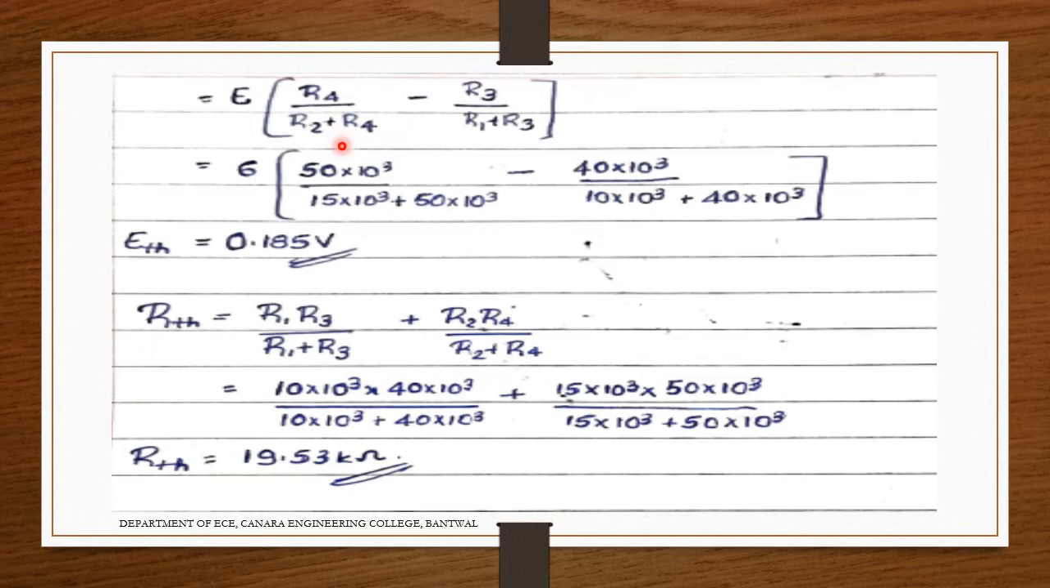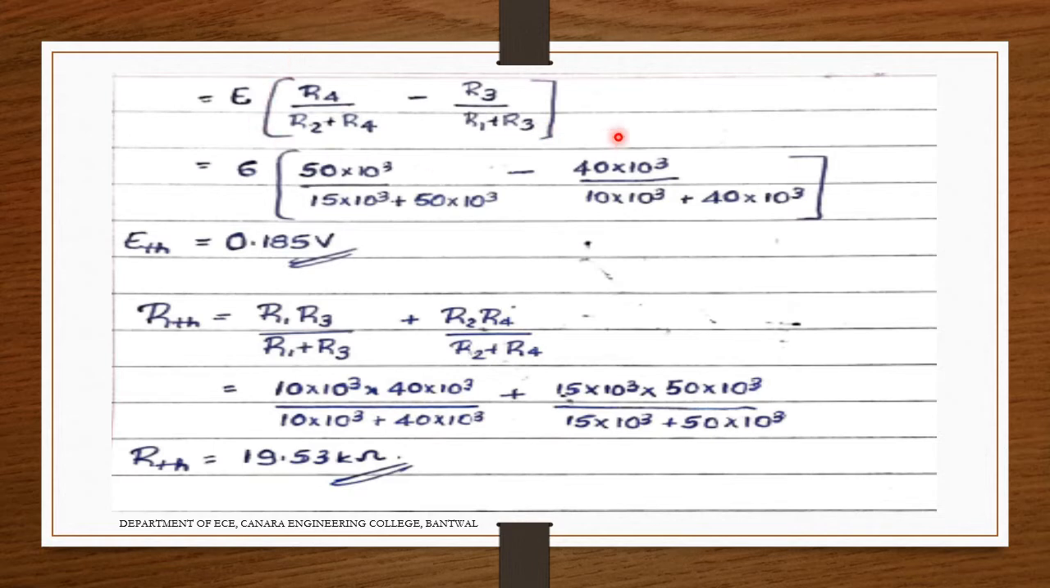That is, we are calculating EB with respect to the ground. For that purpose, the ground means the below resistance there. R4 divided by R2 plus R4 minus R3 divided by R1 plus R3, because when we consider the circuit, R3 is below. R3 is between the point A and the ground. So that is R1 plus R3.